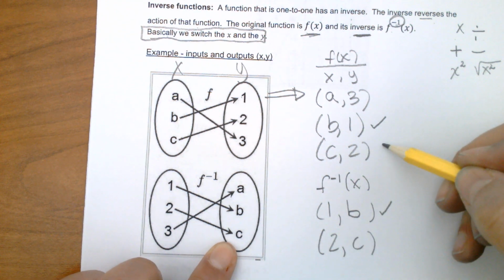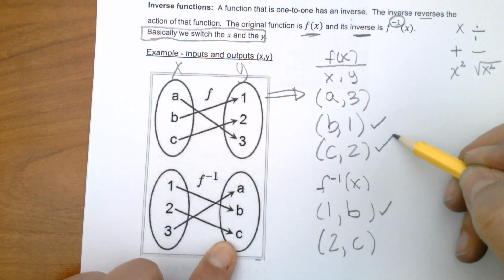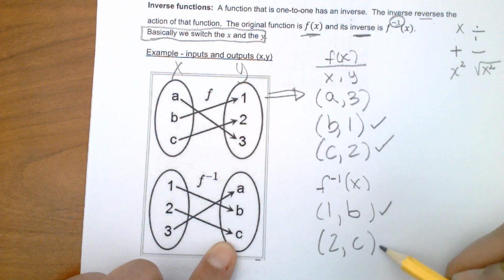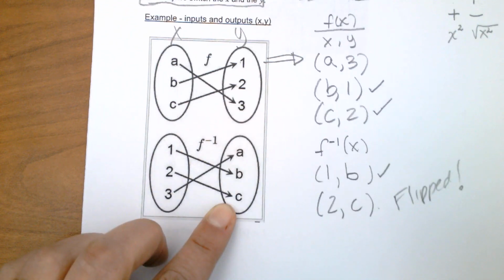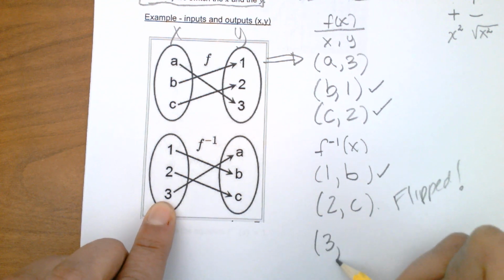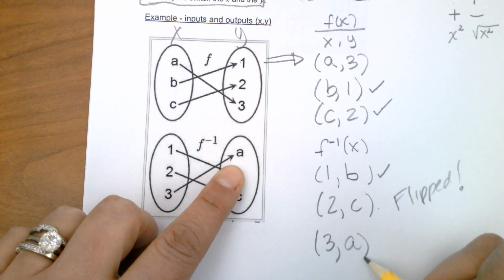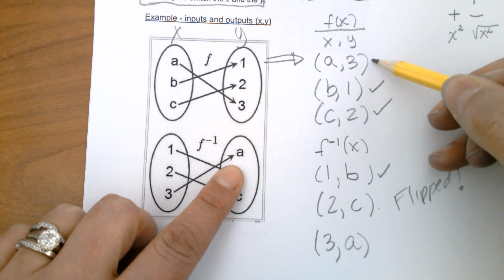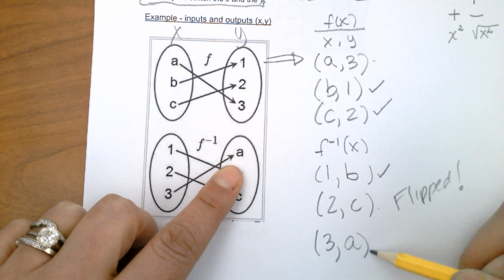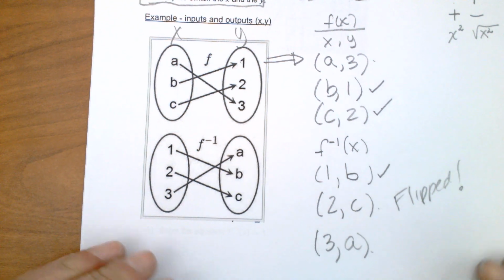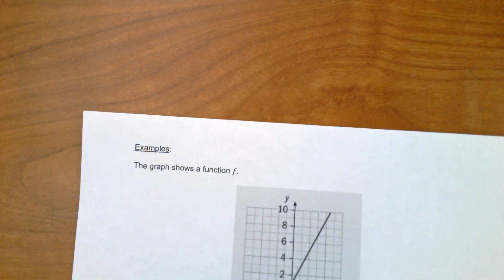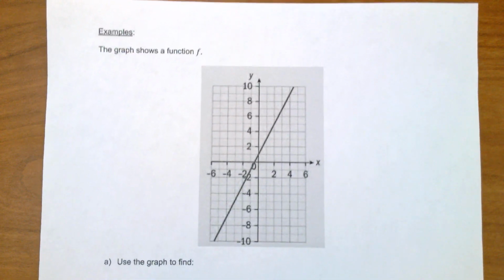Well, let's look up here. Oh, look, originally it was C2. What happened? It got flipped. Okay, and the last one, 3, who does that get mapped to? A. Let's look, A3. So it got flipped. So all you do is you just interchange the x and the y. That's it.